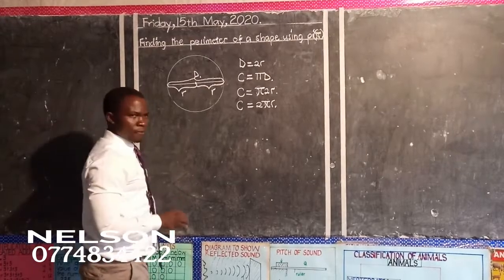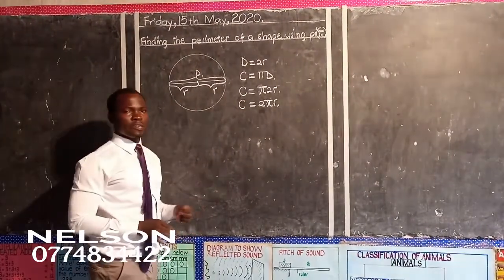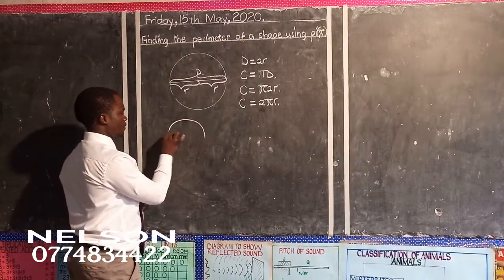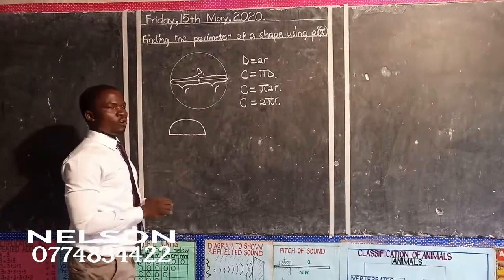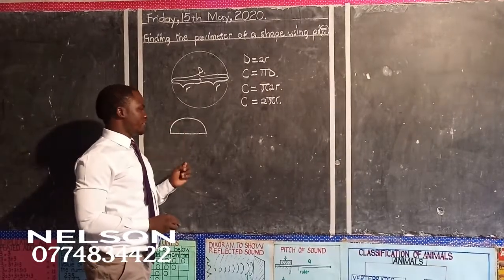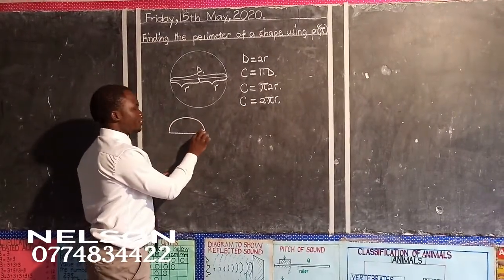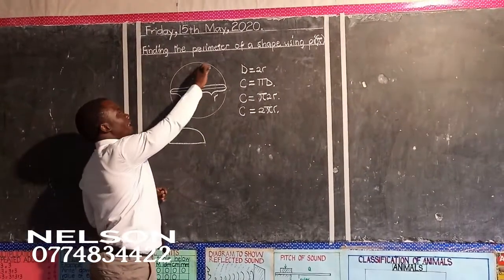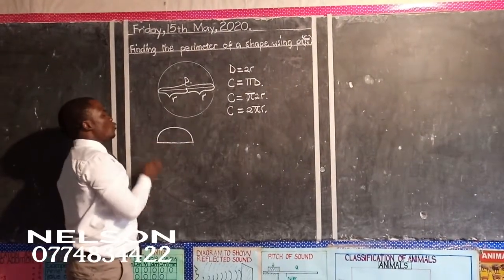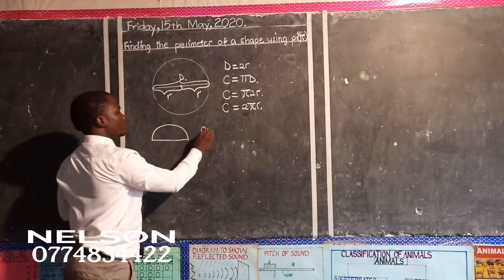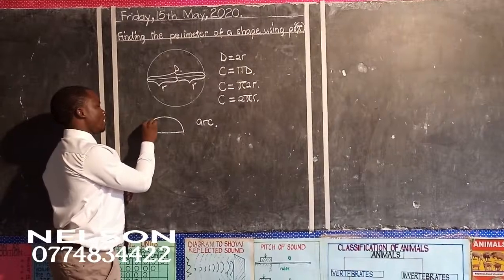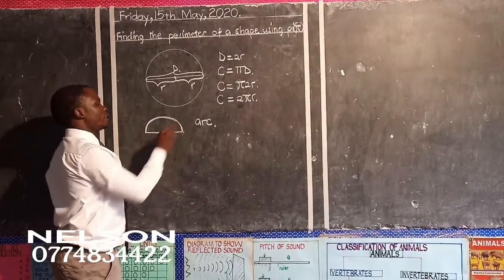Now, we also have sectors made from a circle. For example, we have this. This is called a semicircle. Now, when you are finding this, we shall not call it circumference. No, circumference is the outer ending of a full circle. But if it is not full, we shall call it an arc. This one here, from here up to here, is called an arc.